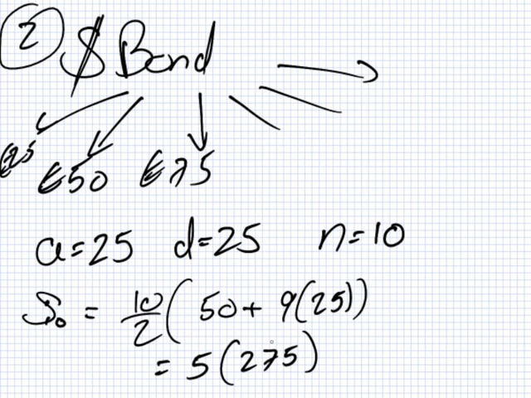And then 5 times 275, well, 1,250 plus 125, 1,375. Yes. 1,375. Okay.